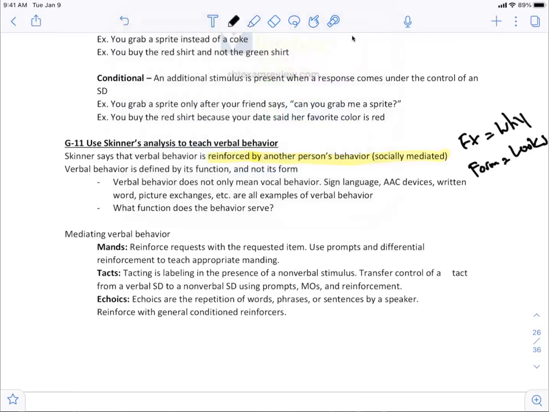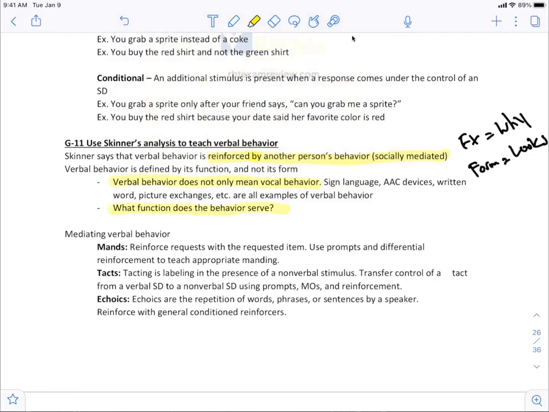So verbal behavior does not only mean vocal behavior. Verbal behavior includes sign language. It includes augmented communication devices, written word, picture exchanges. This is a very important concept to know and remember. When we talk about verbal behavior, it does not necessarily just mean vocal. Vocal behavior is what I'm doing now, vocalizing. Verbal behavior is any sort of communication reinforced by another person's behavior. And then what function does the behavior serve? As usual, very important when we're talking about verbal behavior.